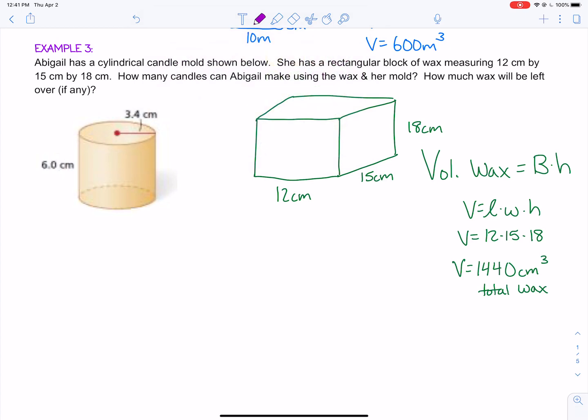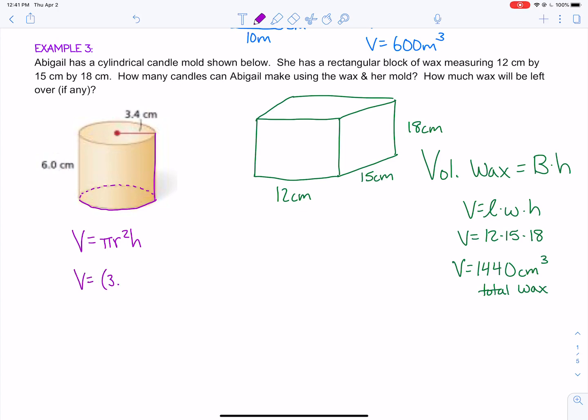And then we have to figure out the amount of wax each candle would need. So that's the volume of a cylinder. The volume of a cylinder is pi r squared times the height. Notice that's the area of the base. The base of a cylinder is a circle. So the area of a circle is pi r squared, and then we're multiplying it by the height since volume is a 3D measurement.